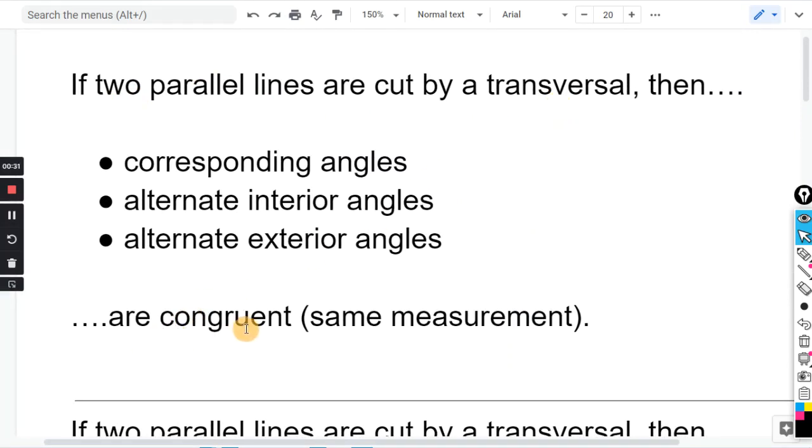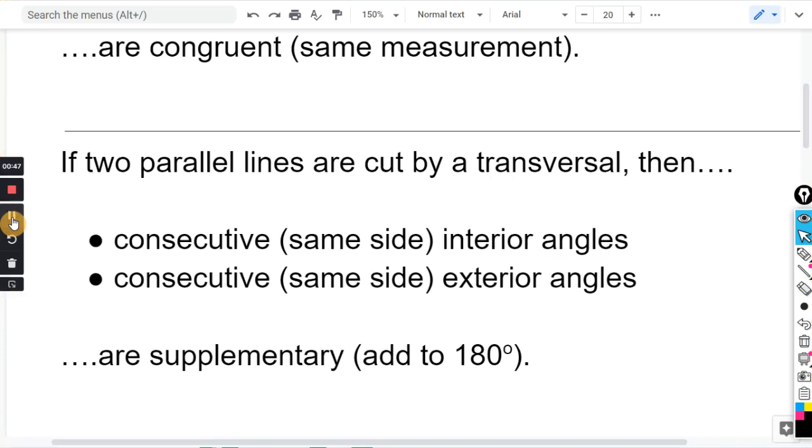The ones that are going to be congruent are going to be corresponding, alternate interior, and alternate exterior angles. These three types of angle pairs are going to be congruent, which means they are the same measurement. By the same token, once again, if you have two parallel lines that are cut by a transversal, consecutive or same side interior, consecutive or same side exterior are going to be supplementary. That means they add to 180 degrees.